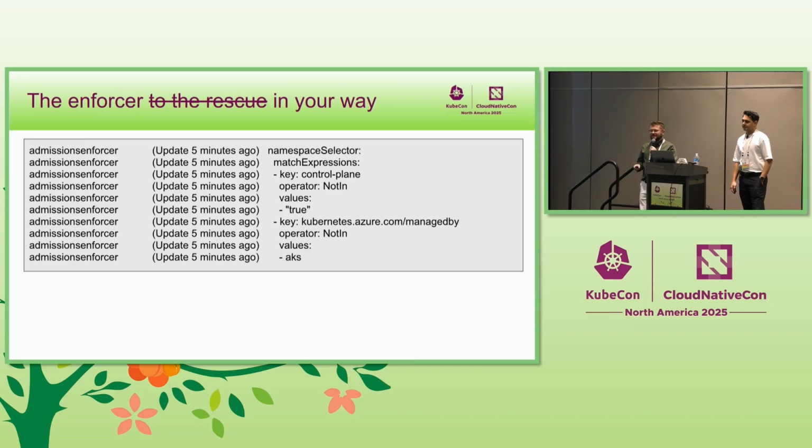But it appears that it is a protection layer in AKS. They have a special controller called admission enforcer, whose role is actually very, very good. It's supposed to protect users from changing the object in system namespaces. It's to avoid risky changes. But in our case, we wanted to do it. So what were our options?